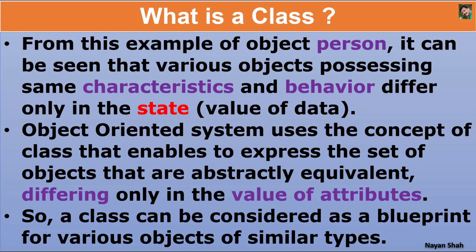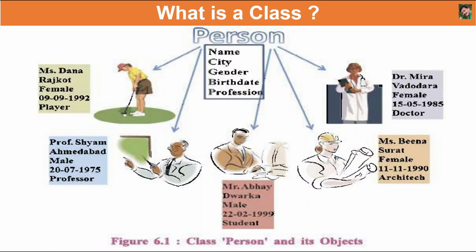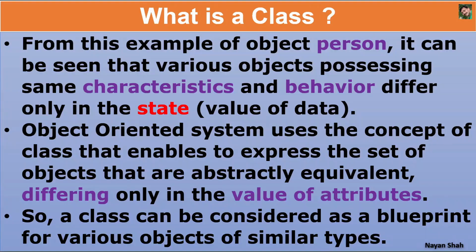It just gives a highlight of how the objects will be and what each object will contain, and then each object will have some different values. So a class can be considered as a blueprint for various objects of similar type. Similar type is very important because from one class you may create as many objects. Here there are 5 objects. You may create as many objects as you want from class person. Here it is 5. You may create 500 objects, but they have the same information.